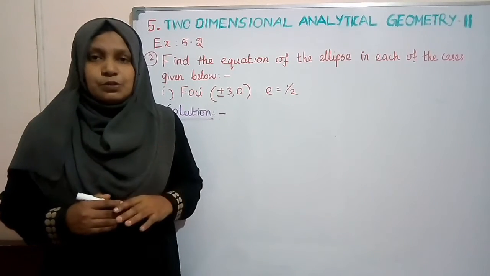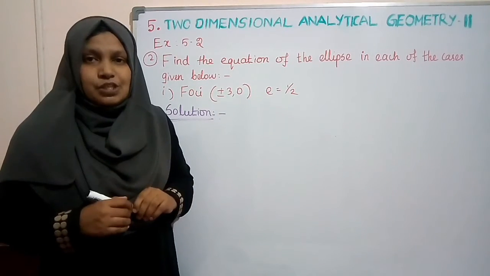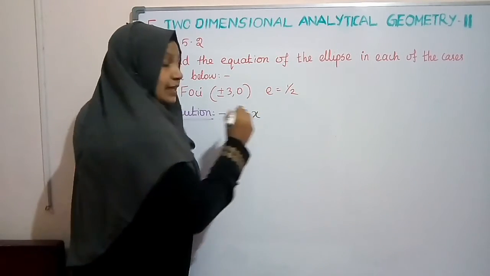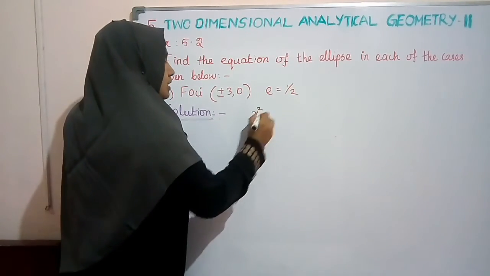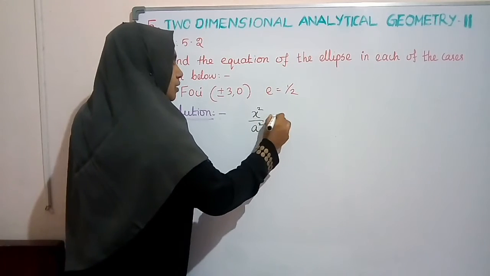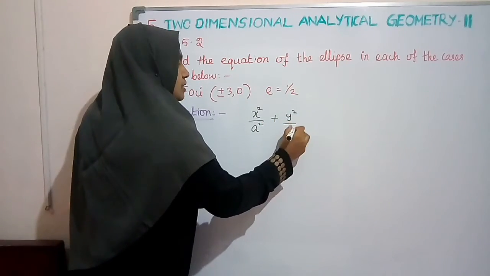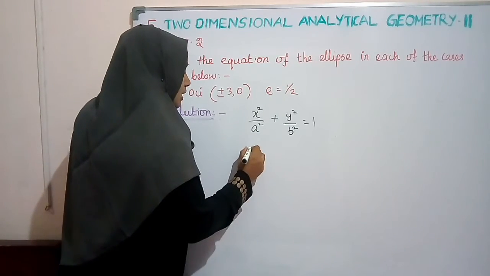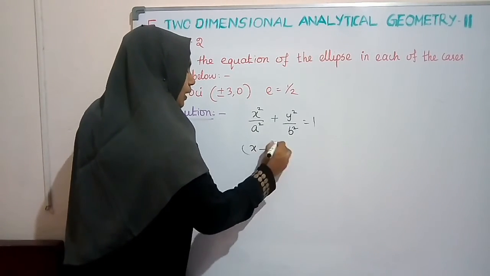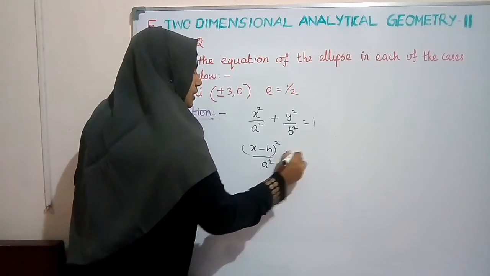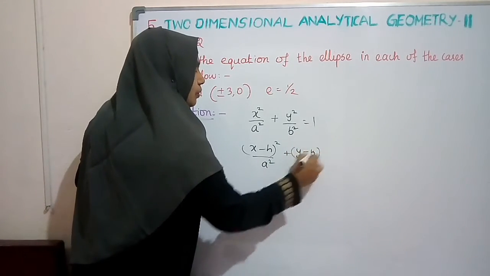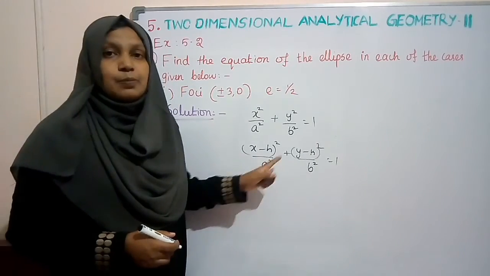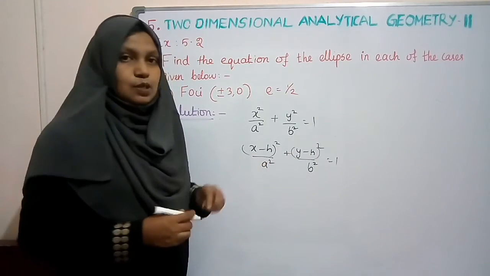What are the things we have to find? What is the actual equation of the ellipse? The equation of the ellipse, when the center is 0, 0, is x square by a square plus y square by b square is equal to 1. Otherwise, it is x minus h the whole square by a square plus y minus k the whole square by b square is equal to 1. If the center is some other point h comma k, we can take this equation.